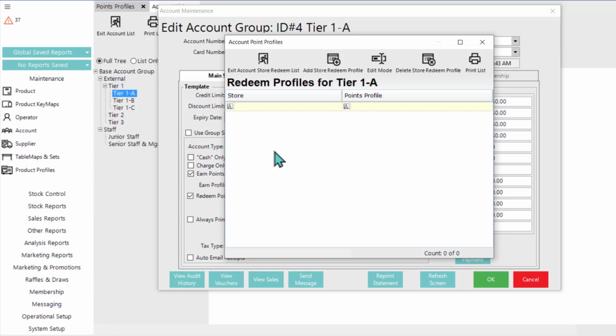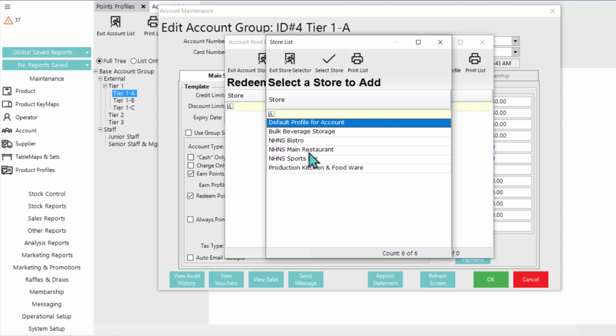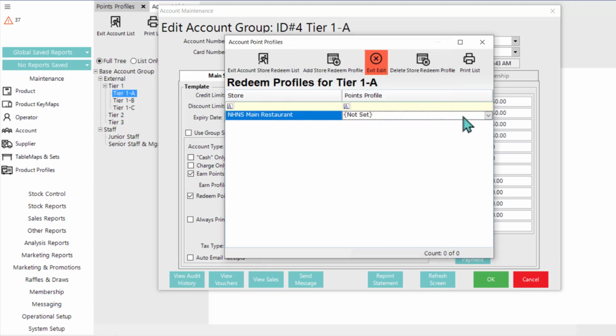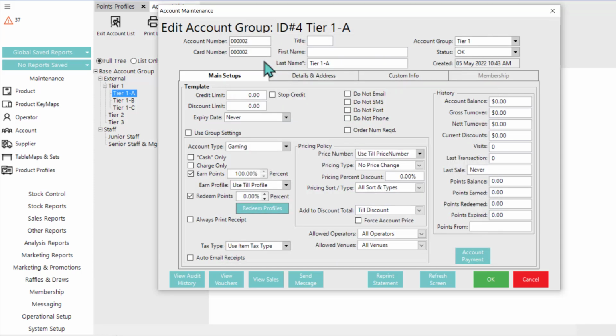But to keep things relatively simple for us though, I will just go ahead and I will add a redeem store profile for our main restaurant, and I will just set that to use the default one that I created for redeeming. Remember, those are all set to 100% for all of the product types in that points profile, and we can go ahead and exit that when we have that set.